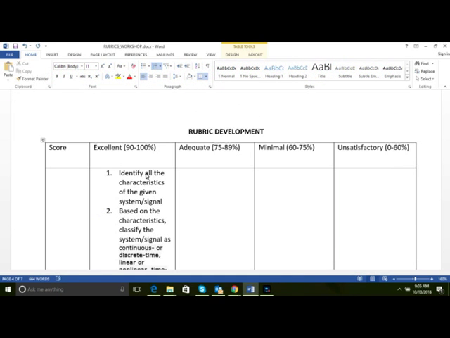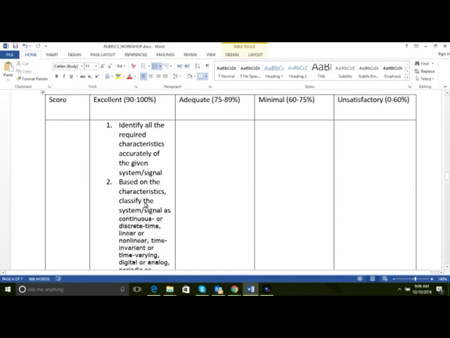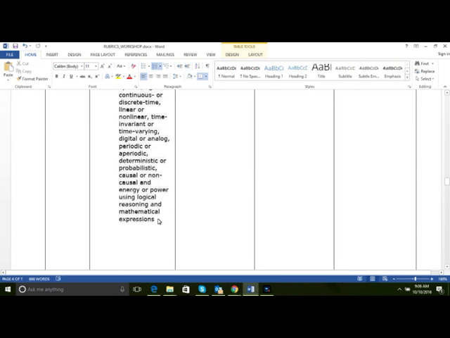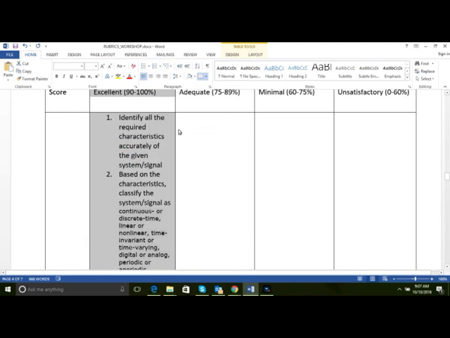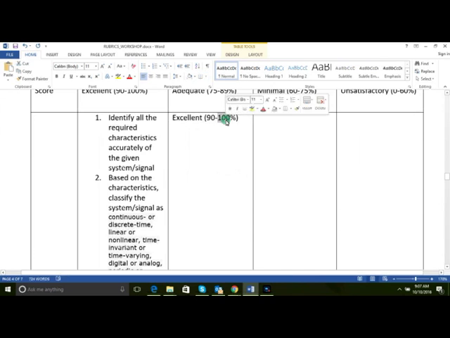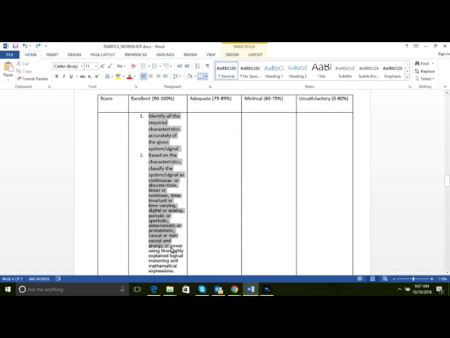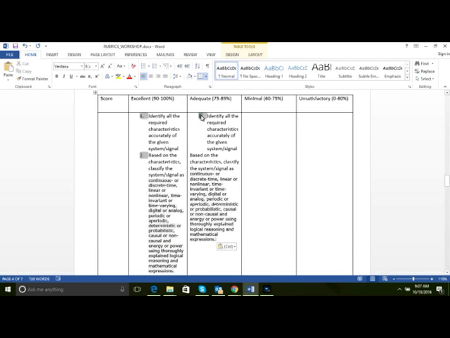In the excellent or highest expectation category, we have the steps listed as identification of all required characteristics accurately for the given system or signal, and based on these characteristics and the different types of signals and systems, classifications are made by thoroughly explained logical reasoning and mathematical expressions. Let's copy these steps to the adequate category, and with a few iterations you will arrive at the desired results of language for the adequate category.